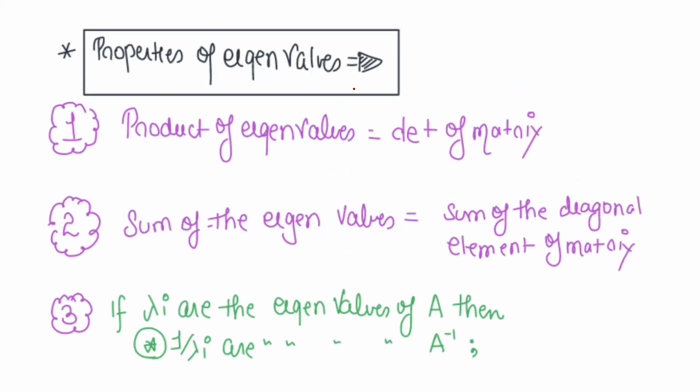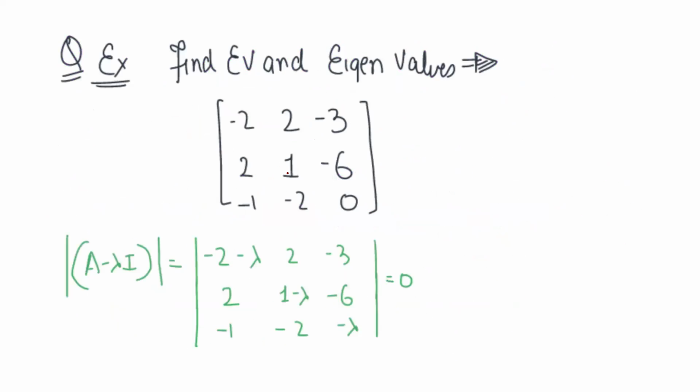Properties of eigenvalues. What are the properties of eigenvalues? First, the product of eigenvalues is equal to the determinant of the matrix. Product of eigenvalues, that means lambda 1, lambda 2, lambda 3. Let me first show how to find eigenvalues. This is an example.